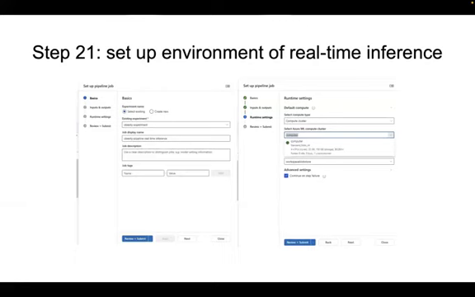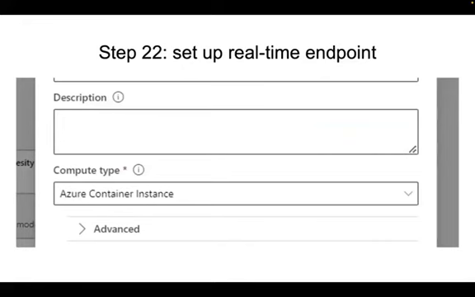Together, these actions are about preparing and configuring our ML pipeline environment, choosing the right compute resources, and detailing the model for clear identification and management. After that, let's get into step 22. We set up the real-time endpoint.